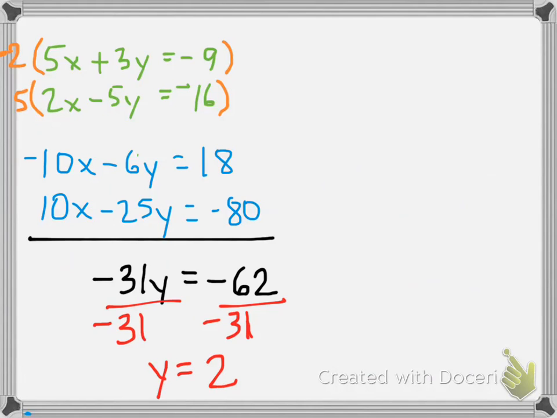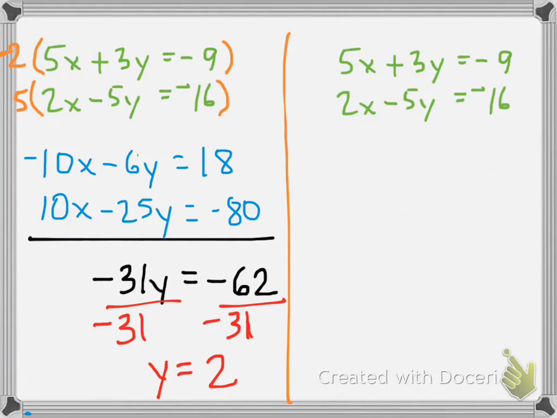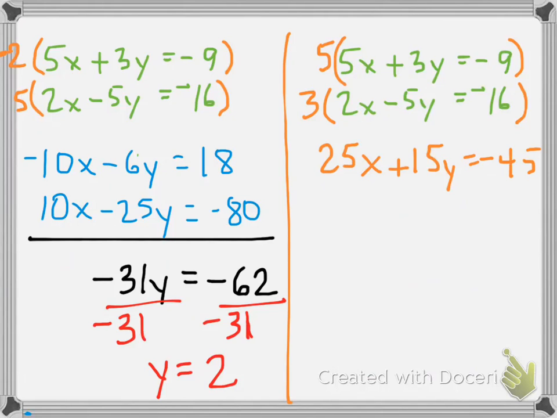Now, we can do what's called double elimination. First I eliminated the x. Now I can eliminate the y. Notice it's positive 3y and negative 5y, so the signs are already different. I simply multiply the top equation by 5. Because 5 and 3 have nothing in common, I multiply the bottom equation by 3. When I do that and distribute, I end up with 25x plus 15y is equal to negative 45, and 6x minus 15y is equal to negative 48.